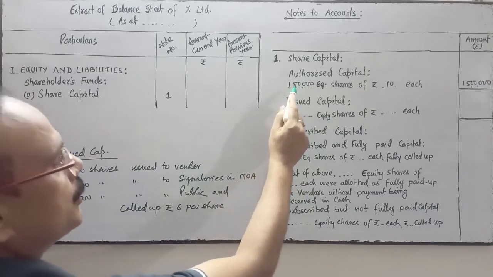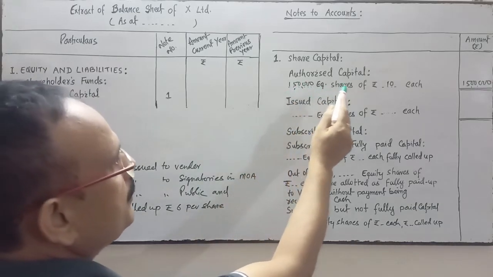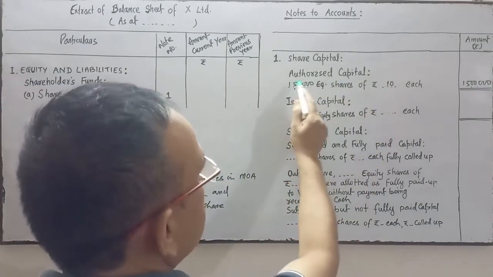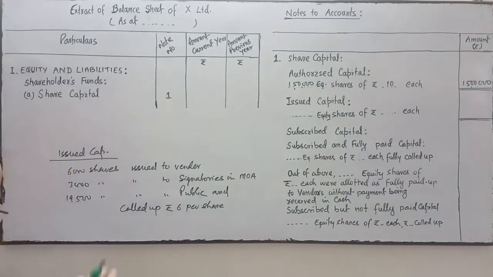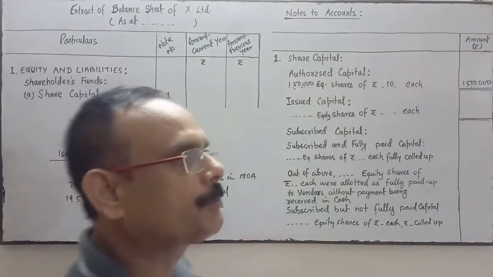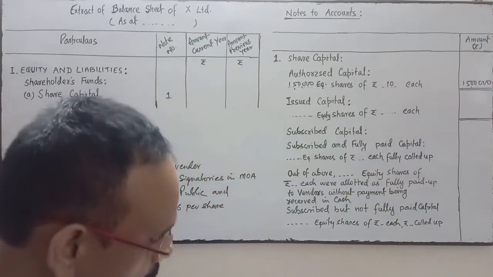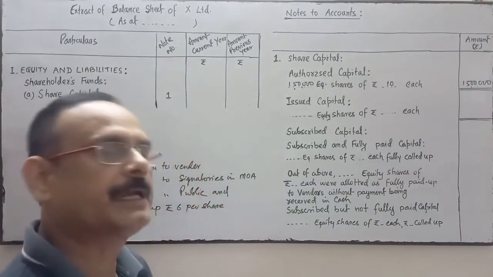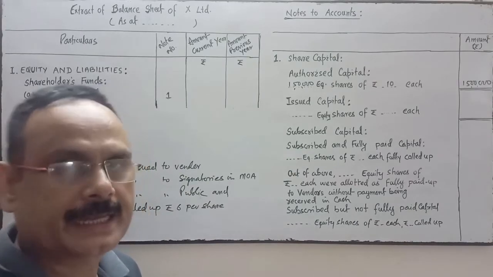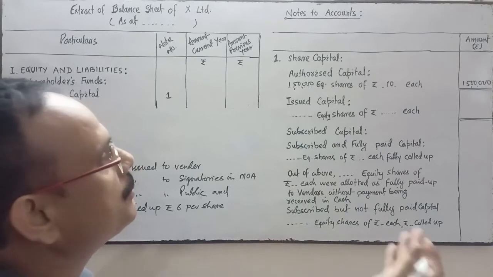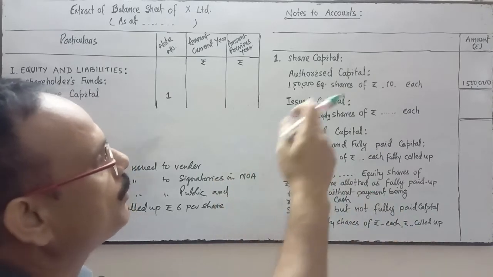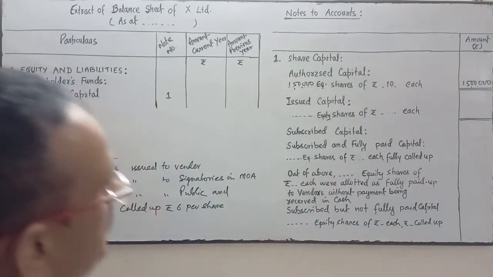So coming to the issued capital, the authorized capital is now clear. The company has 1,50,000 equity shares of rupees 10 each. This is the authorized capital. The first line says the company was formed with a capital of rupees 15 lakh divided into equity shares of rupees 10 per share. So 1,50,000 is the number, and 10 rupees is the face value. So 15 lakhs is the authorized capital.